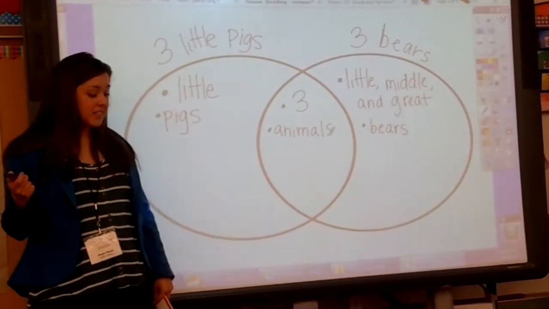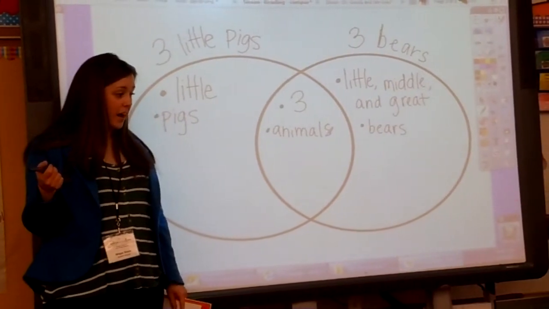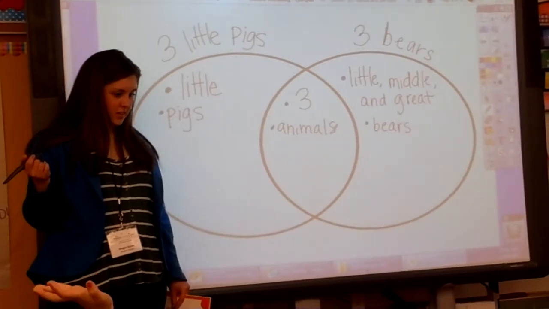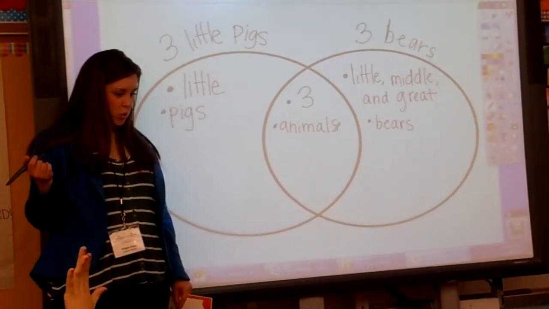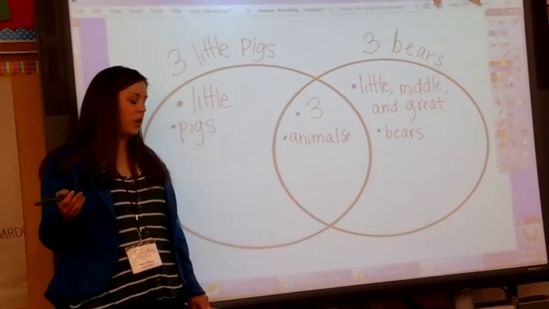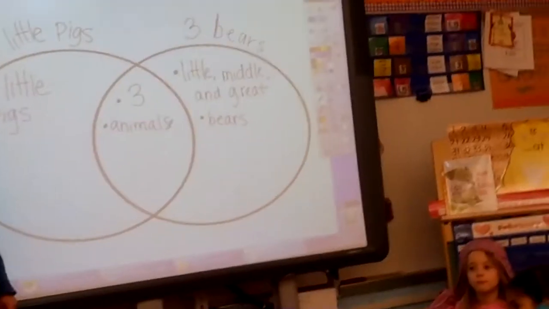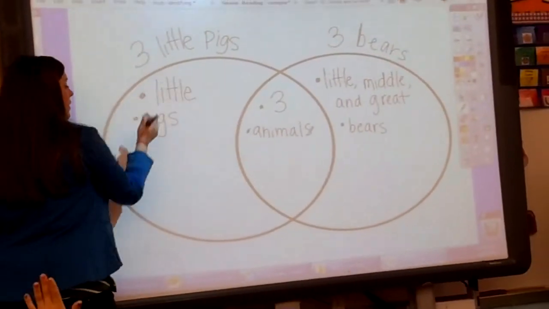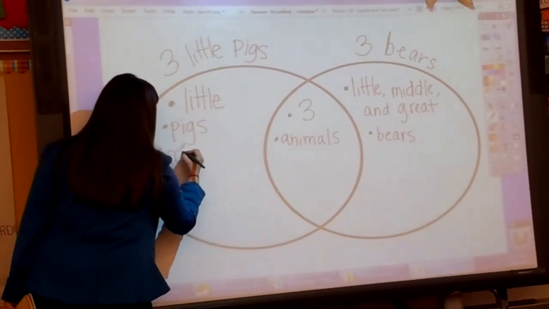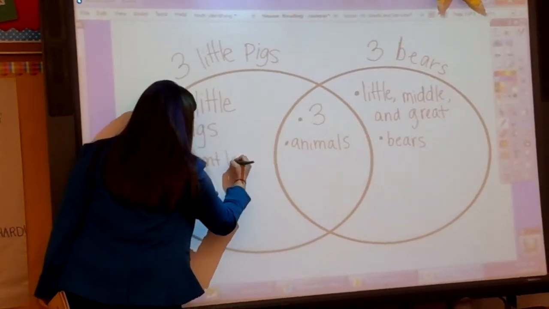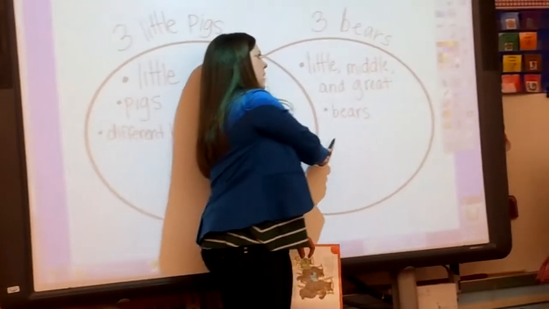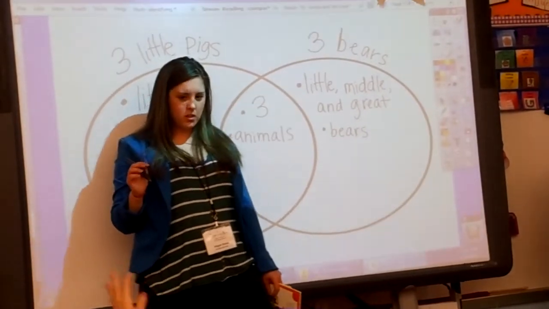In the three little pigs, they have houses made out of, the main house is made out of bricks, right? But there was not good choices in there. Right. So they didn't make good choices and bad choices. They just all had one house. Well, let's say for the three little pigs, they had different houses. Does that work? Uh-huh. And then, what did they have different in the three bears? What was unique about that story that makes it kind of special?